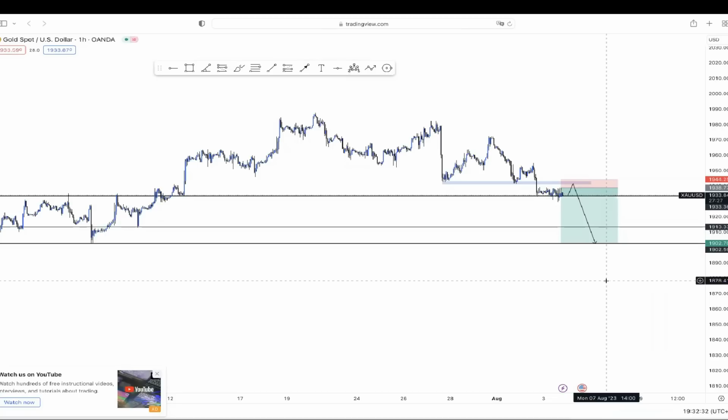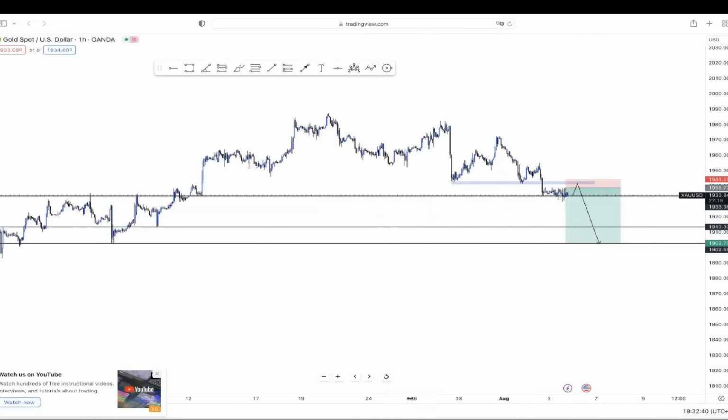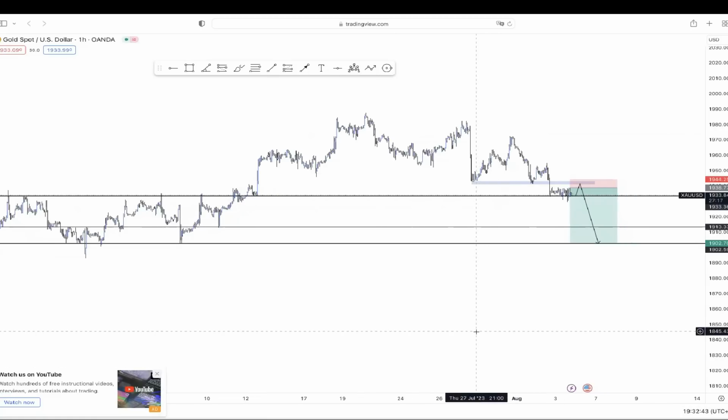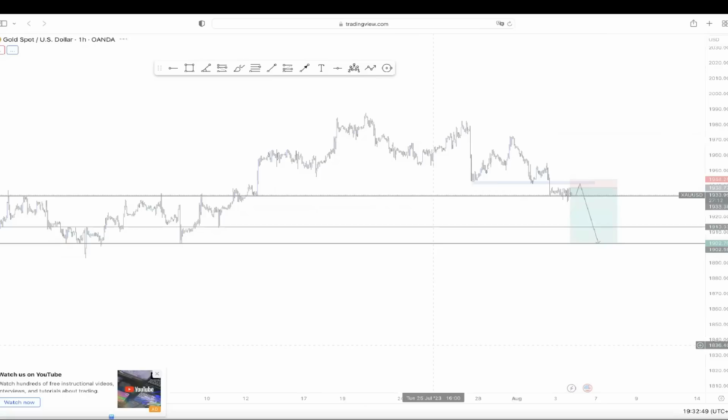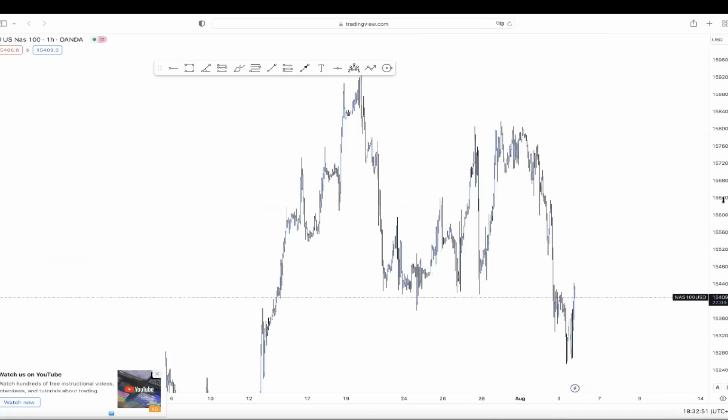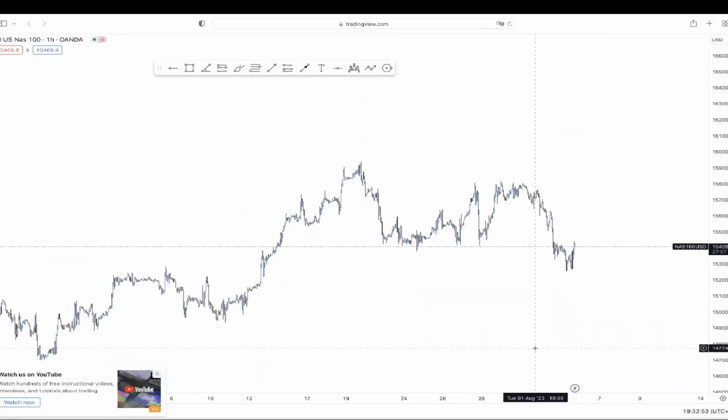You understand? And you have to respect whatever point is broken. If you can see this point is broken, we're looking for it to go down for further movement. Do you understand? So we don't have to worry about it. So now I'm going to switch to NASDAQ. In the NASDAQ, same strategy, same thing as US30.